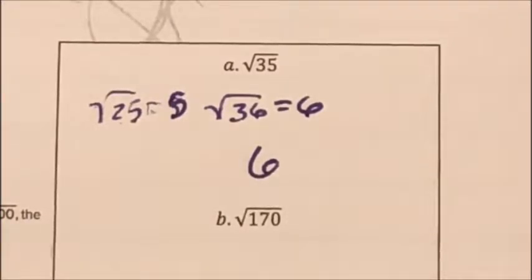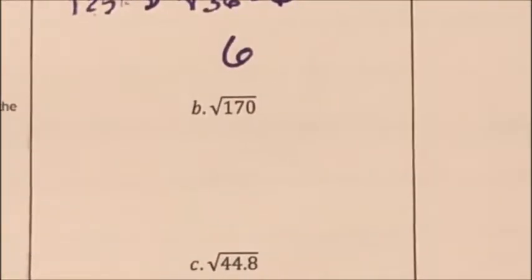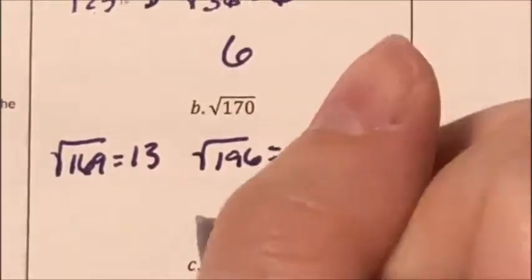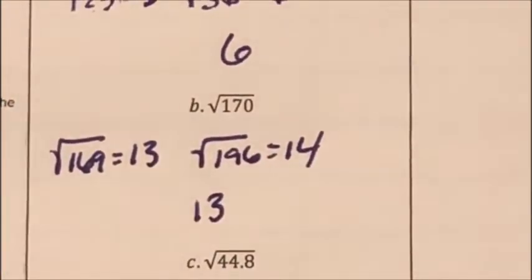Okay, looking at letter B, the square root of 170. The smaller perfect square is 169, which is 13, and the next is 196, which is 14. So 170 is closer to 169, so I'm going to get 13.